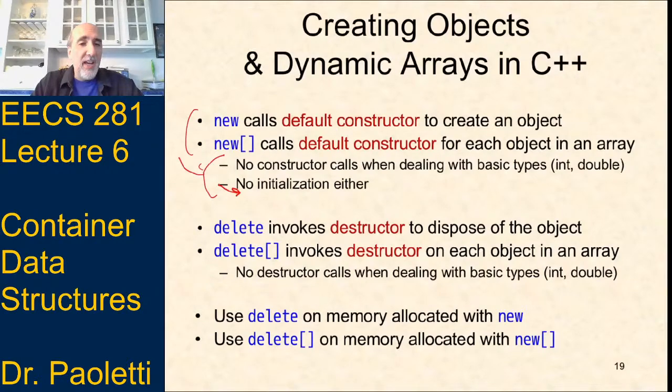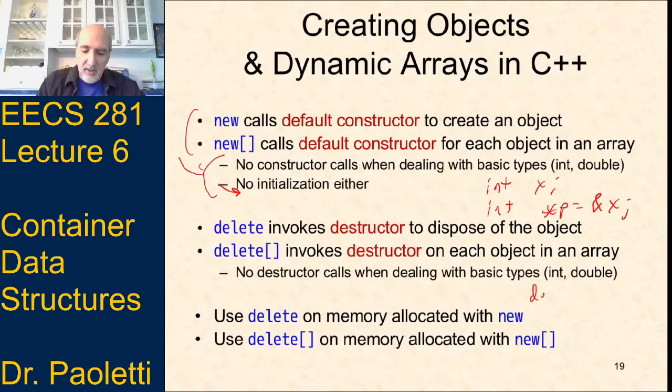Like if I just say, hey, I've got int x, and I've got an int pointer p is equal to the address of x. If I do delete p, that's invalid because p does not point to the result of a new. So we can only delete things that were allocated with new. We delete square brackets things allocated with new square brackets.